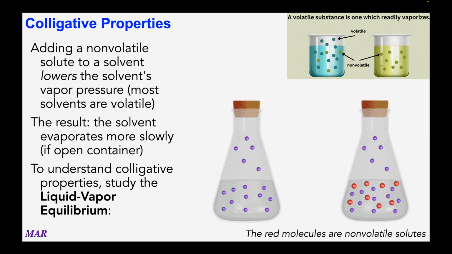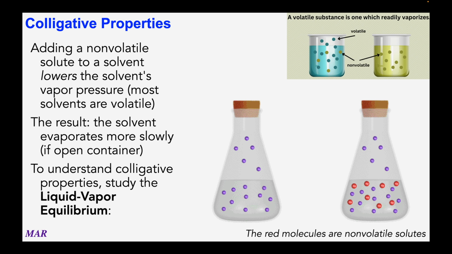Now, volatile means that you have a liquid with an appreciable vapor pressure over it. And most of the time, the solvents are volatile. They'll have a vapor pressure over it. Once in a while, if you have a really heavy molar mass substance, you won't, but most of the time you do, okay?